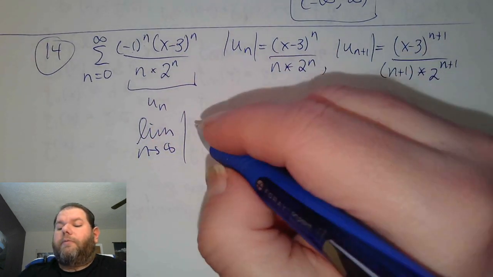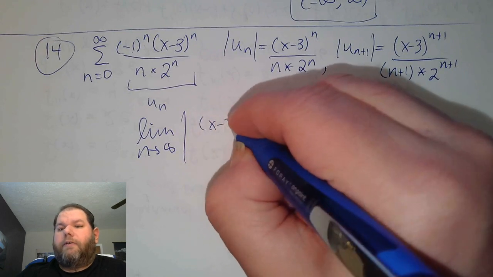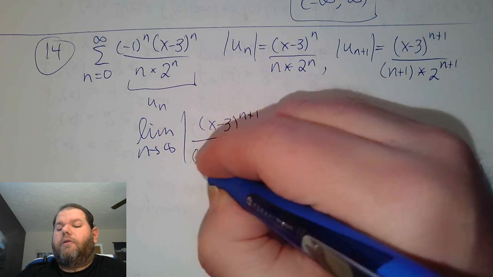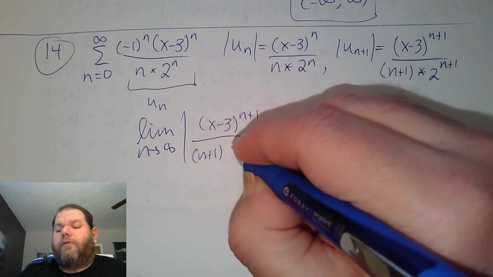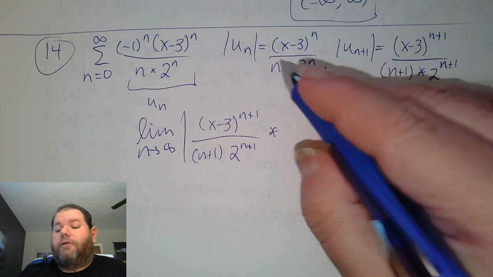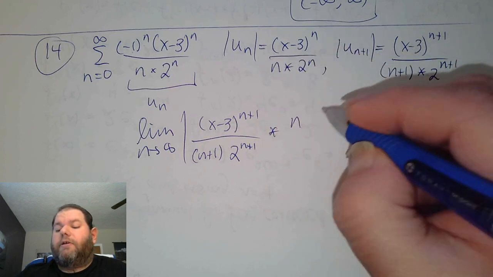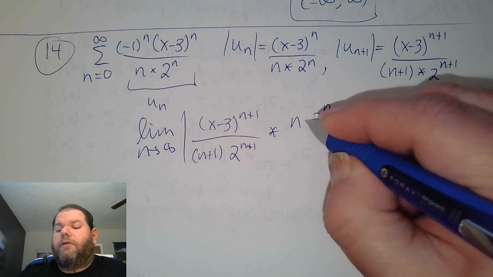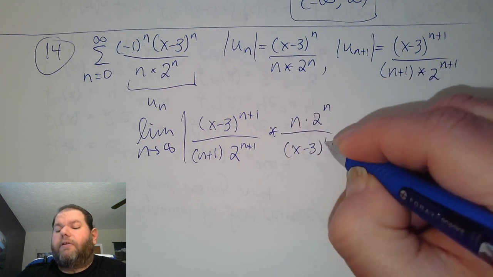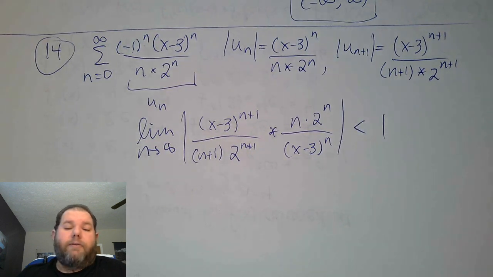So we start with u sub n plus 1, so x minus 3 to the n plus 1 over n plus 1 times 2 to the n plus 1, times the reciprocal of u sub n, which is n times 2 to the n over x minus 3 to the n. And we want this to be less than 1.